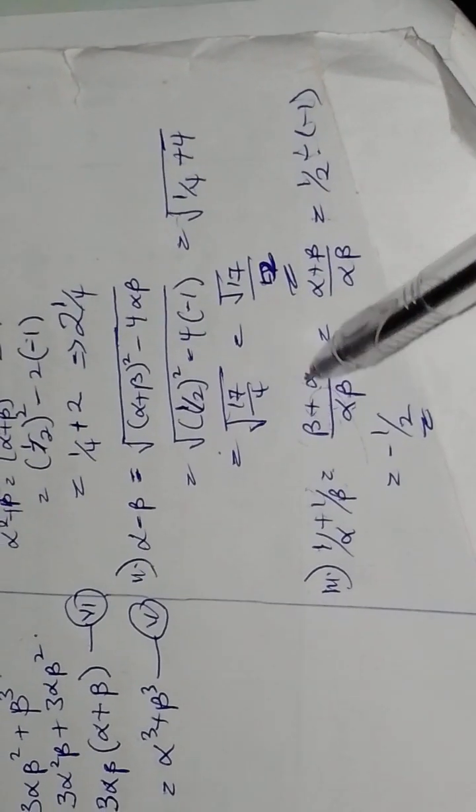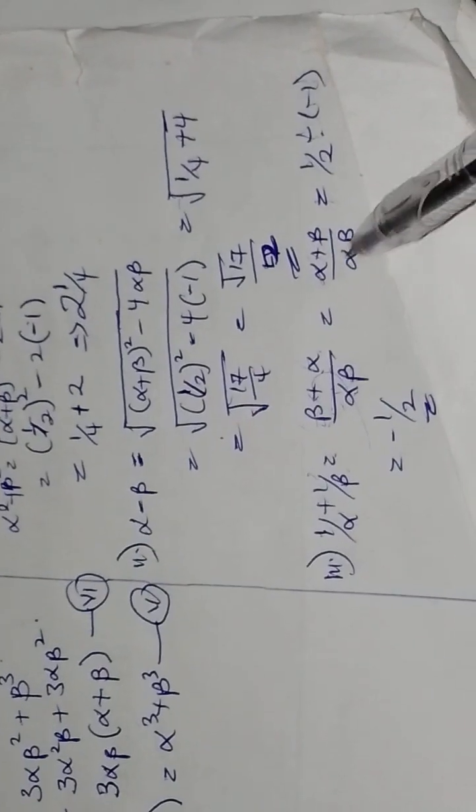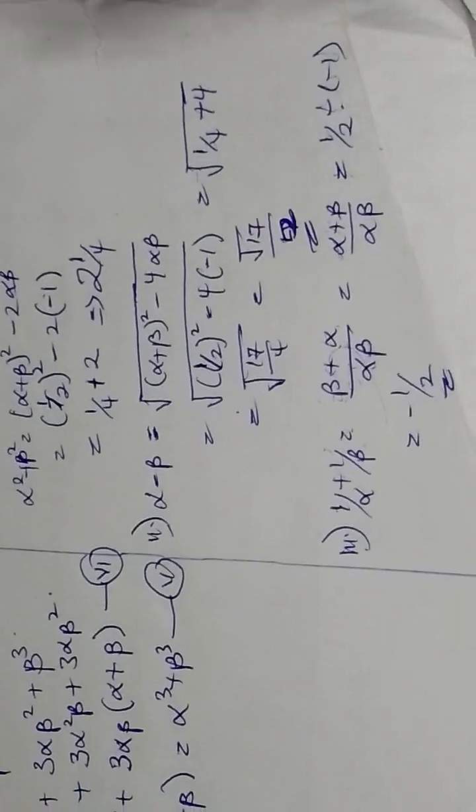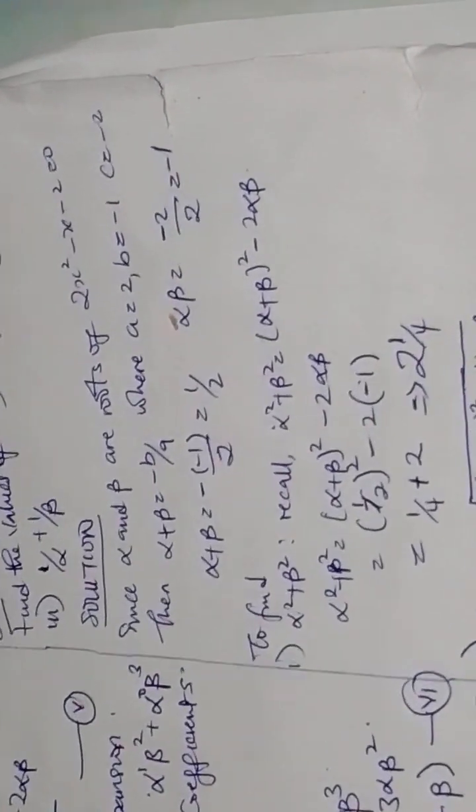This can also be written as, since addition is commutative, meaning we can exchange this, alpha plus beta over alpha beta. So what is alpha plus beta? According to the equation we have solved, alpha plus beta is equal to 1 over 2, and alpha beta equals minus 1.